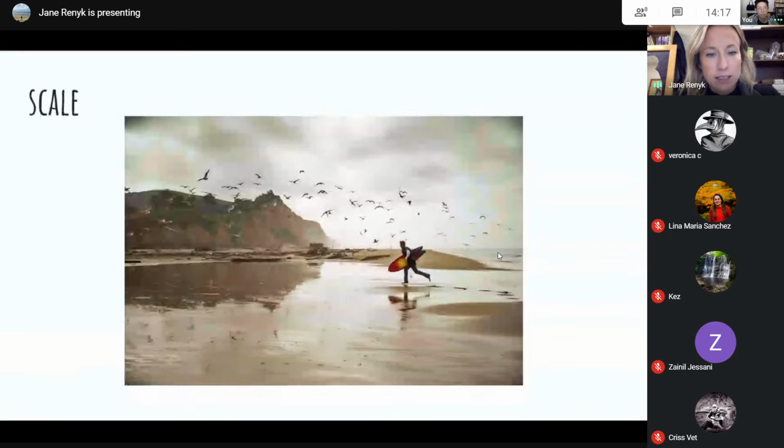Okay, scale is an interesting one. I just used two photos here of a similar subject. It's really how big you want your subject in your shot. And it's going to result in very different end goals. Obviously, fill the frame versus a more minimalist approach.